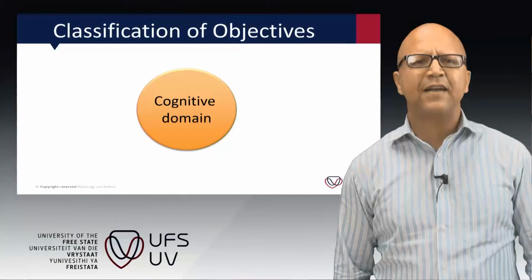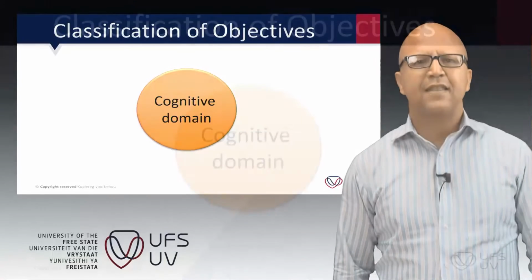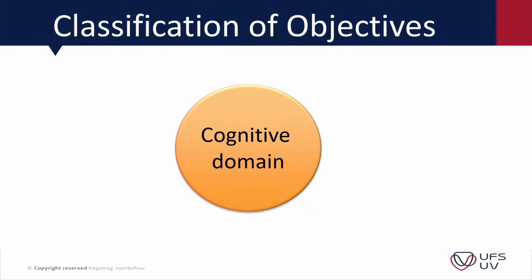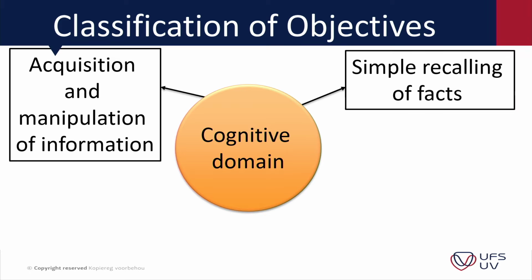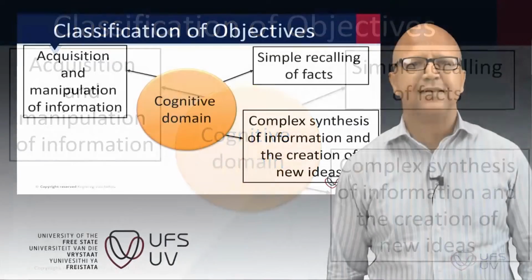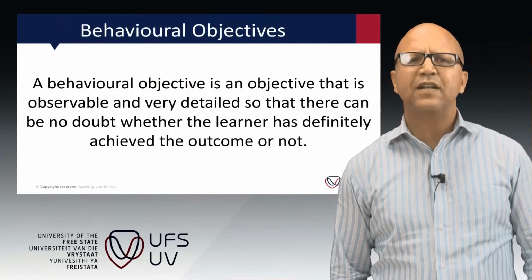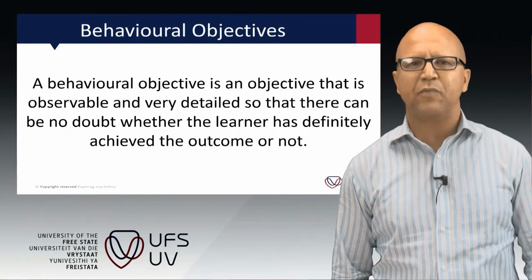The third and final type of objectives we will discuss is the cognitive domain. This domain is concerned with the acquisition and manipulation of information, which is the development of intellectual abilities and skills. Learning intent in the cognitive domain ranges from the simple recalling of facts to the complex synthesis of information and the creation of new ideas. Let's move to closely define objectives by explaining behavioral objectives.